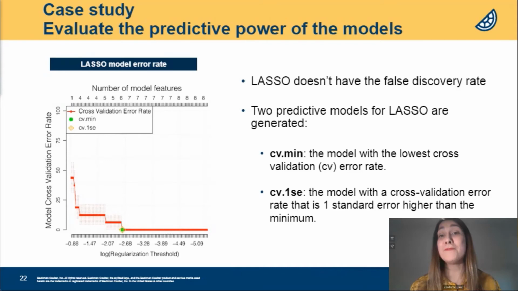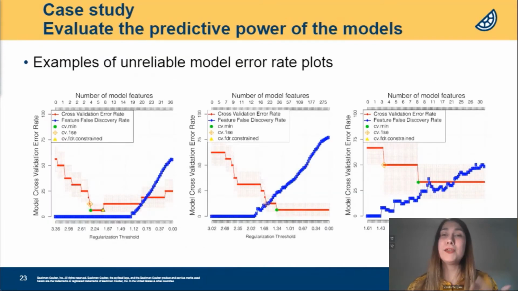So here we have 3 examples. The first one on the left is not very bad. If we look at the cross-validation error rate, it is true that it doesn't go to 0, but it goes below around 10 or 5%, which is an error that maybe you can accept. And the false discovery rate doesn't go very high until the end, so that's good. And we have our 3 models for PAM.